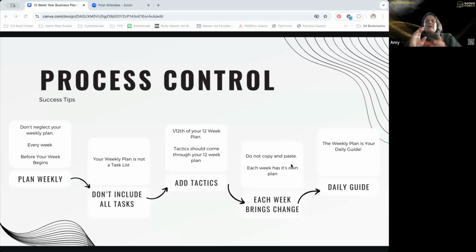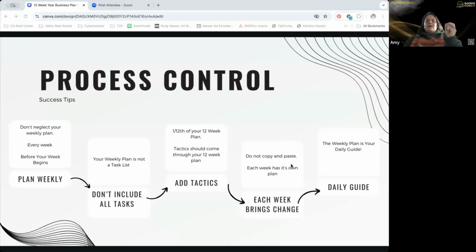All right. We're going to remember that our weekly plan is not a to-do list. Our weekly plan is only going to contain the strategic tasks from the 12-week plan that are going to lead to success of your 12-week goals. We can create a separate to-do list for the lower-level activities that need to get done.